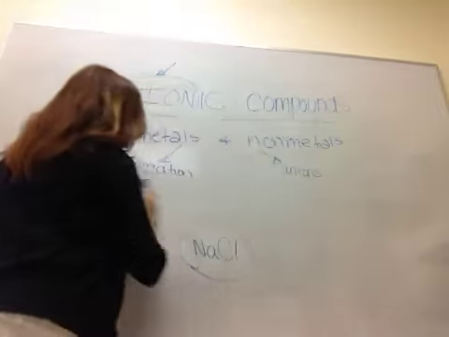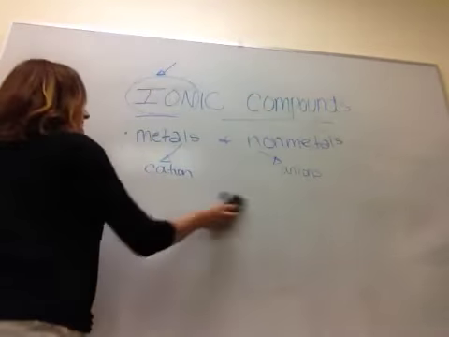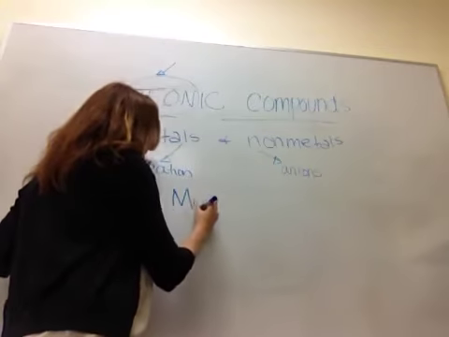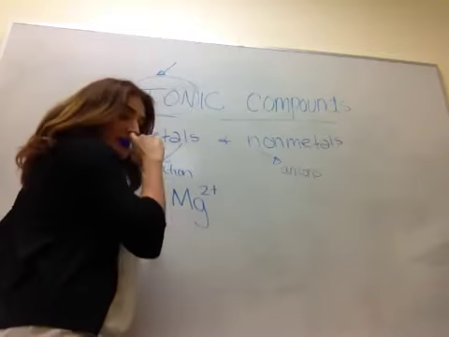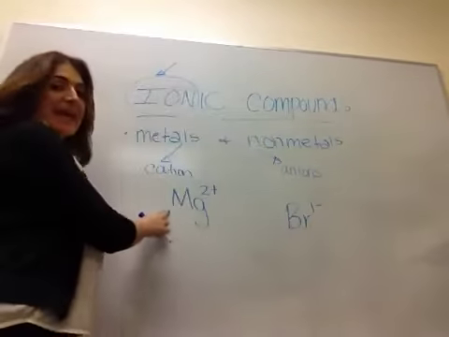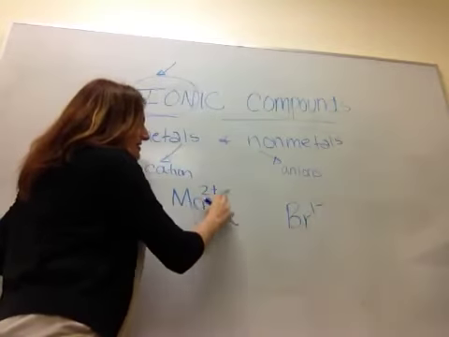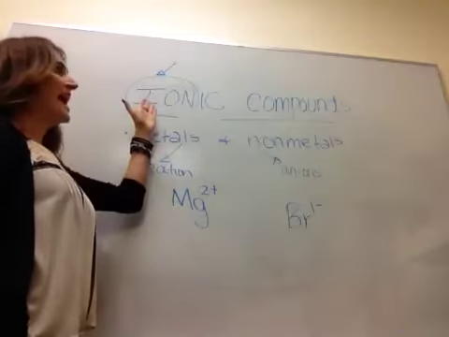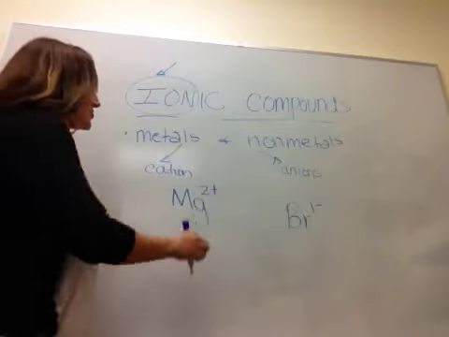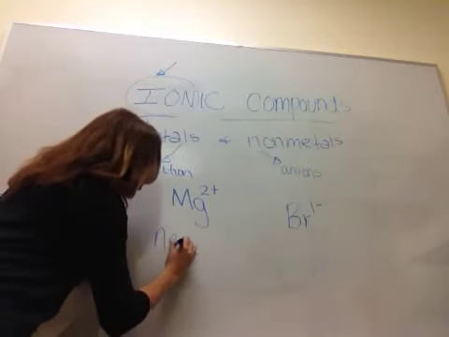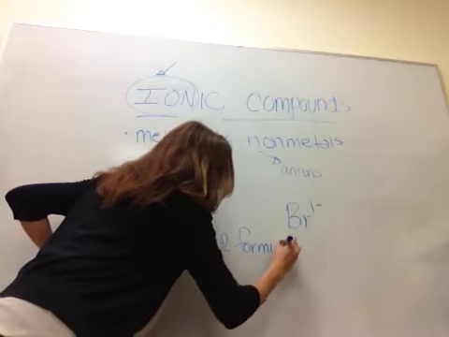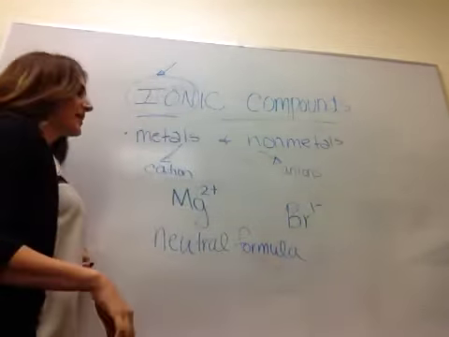So let's recap about charges again. If you remember in your lab, you did magnesium, 2+, right? And bromine, 1-. Cation, anion. Positive and negative being attracted to each other, ionic bonding, ions. So the goal is to make a neutral formula. A neutral formula, just like you saw in your lab today.